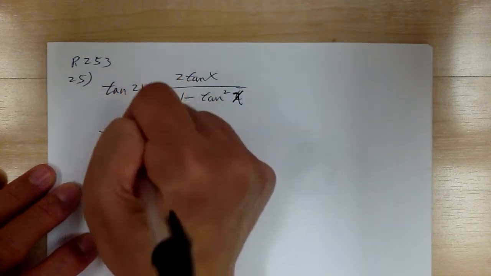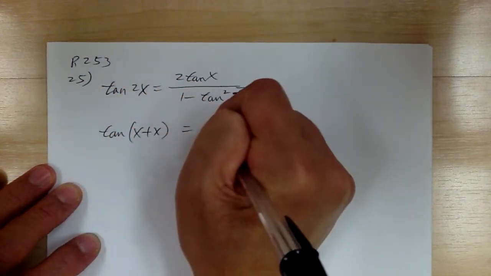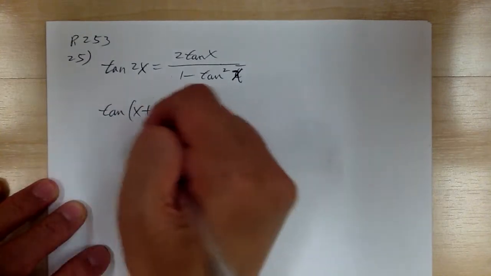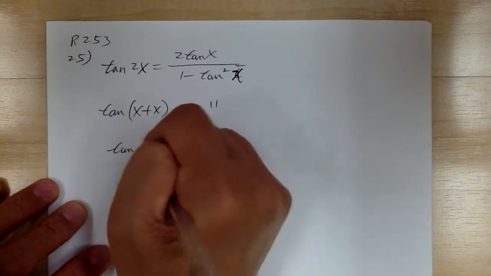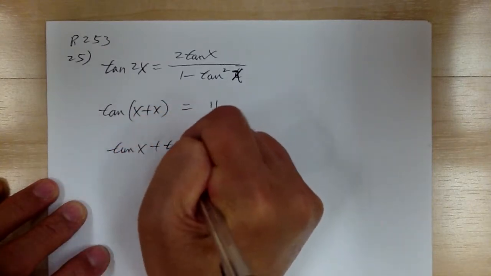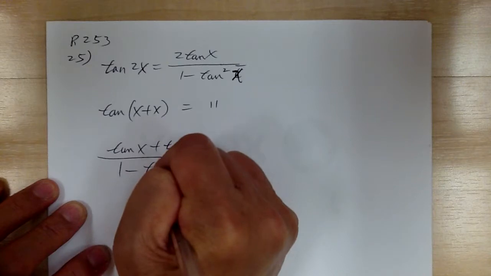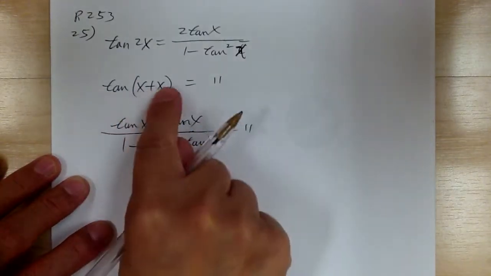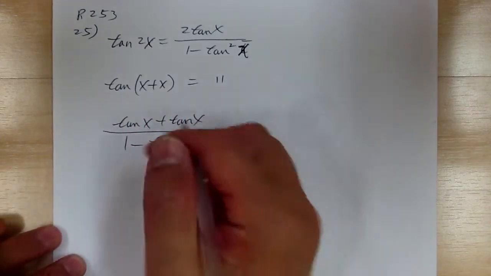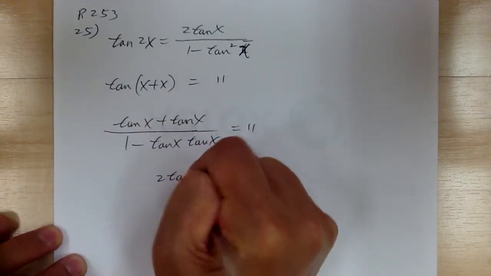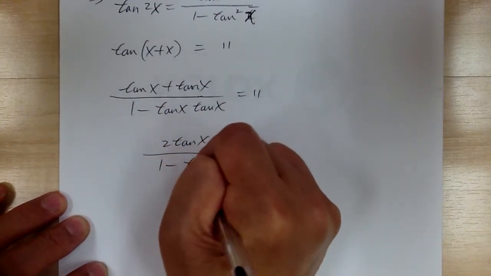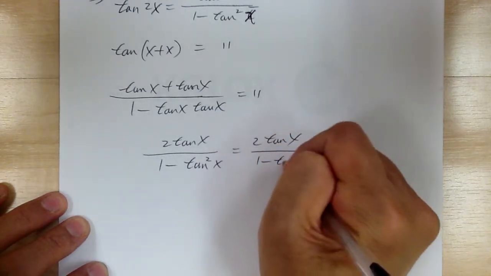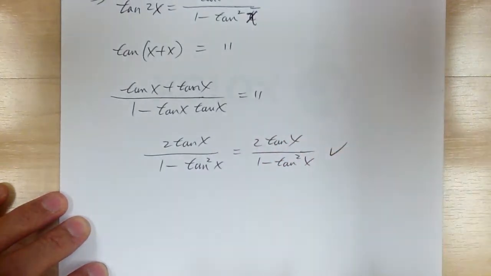So 2x means x plus x, right? Then you apply the identity for tangent of a sum. So this is going to equal tangent x plus tangent x over 1 minus tangent x tangent x. Okay, I can apply the sum identity, and from here you're going to get 2 tangent x over 1 minus tangent square x. And check mark.